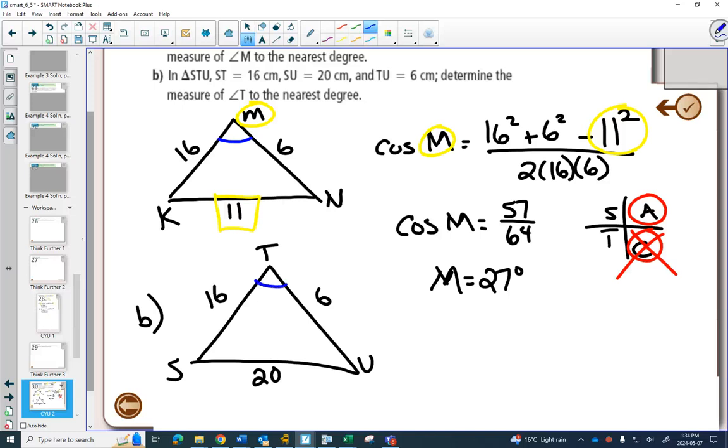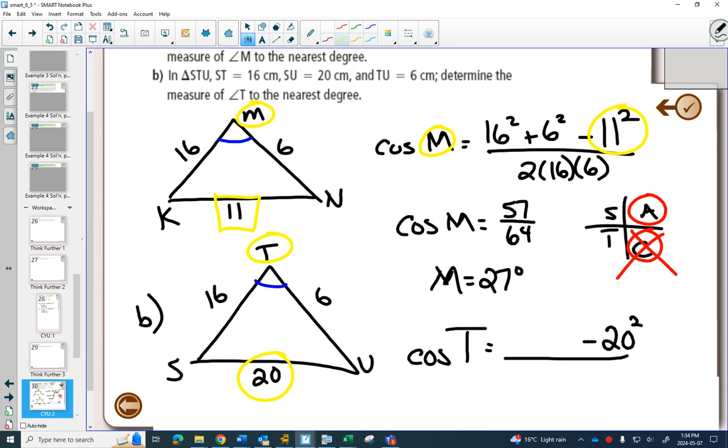So once again, as far as the formula goes, if I want to find angle T, it's opposite the 20. So when I go to my setup, if I want to find cos of T, the 20 squared is going to be what subtracted? 16 squared plus the 6 squared stays the same, and the 2 times the 16 times the 6 would stay the same. All those numbers, I like it when they make them so similar.